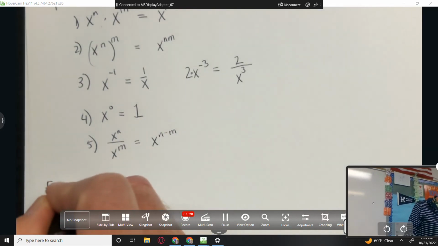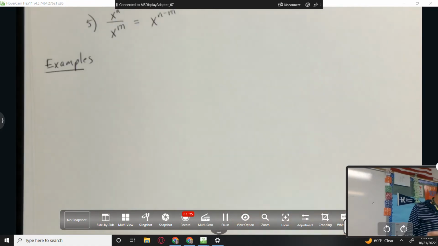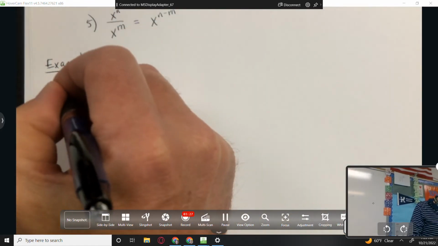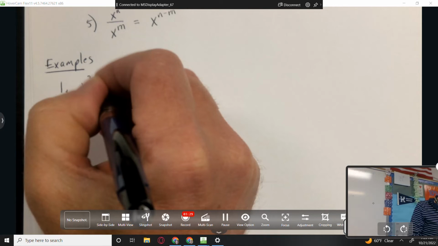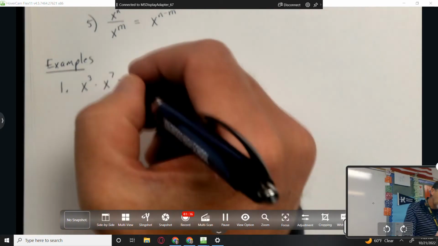Okay, let's do some examples. Prove that we know all this stuff that we claim that we know. Start with an easy one. x cubed times x to the 7th. x to the 10th.